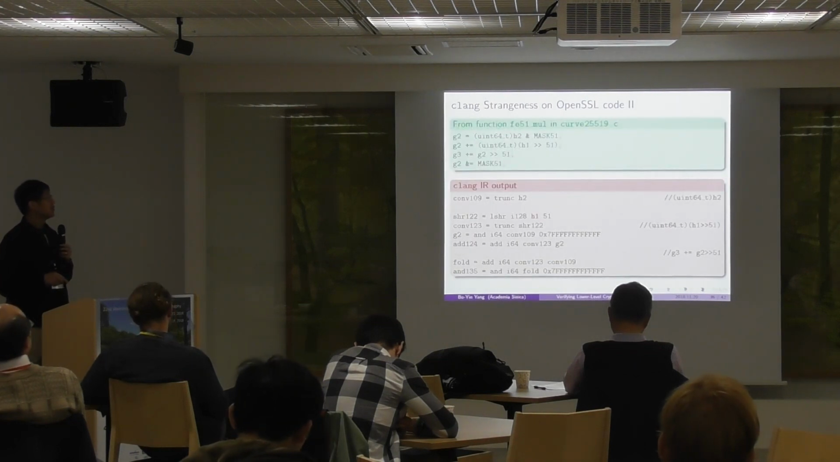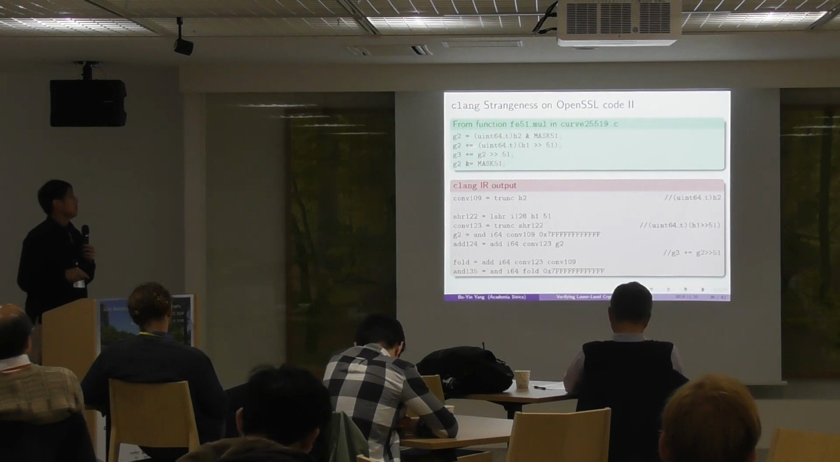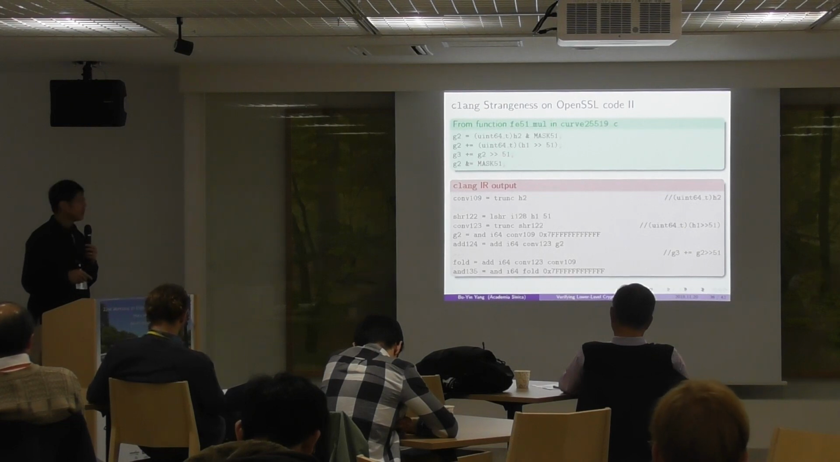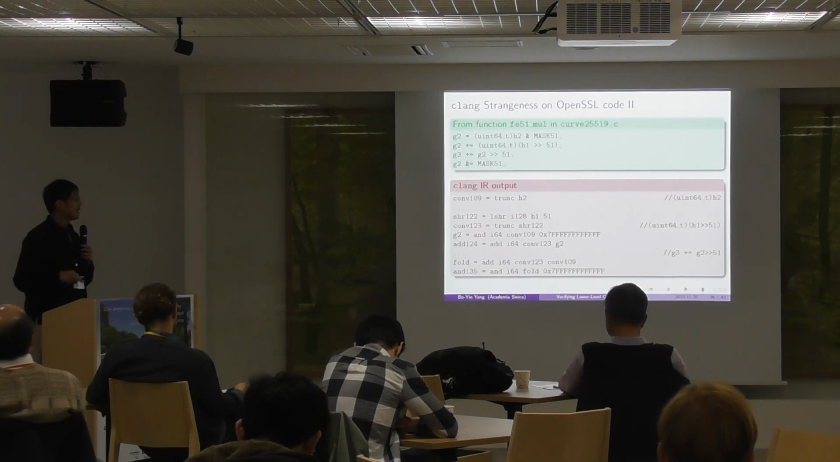And this is another strange behavior from Clang. We mask G2, where H2 is 128 bits. And we add to G2 the result of H1 shifted by 51 bits to the right. And G3 is the result of adding G3 to G2 shifted to the right by 51 bits. And finally, we mask G2. So we take a look at this Clang output.